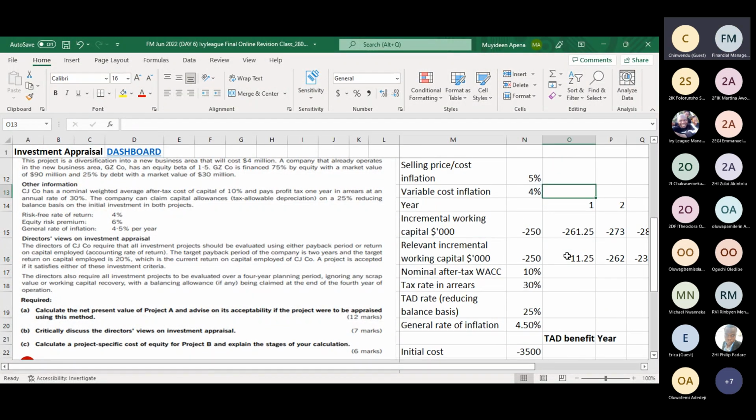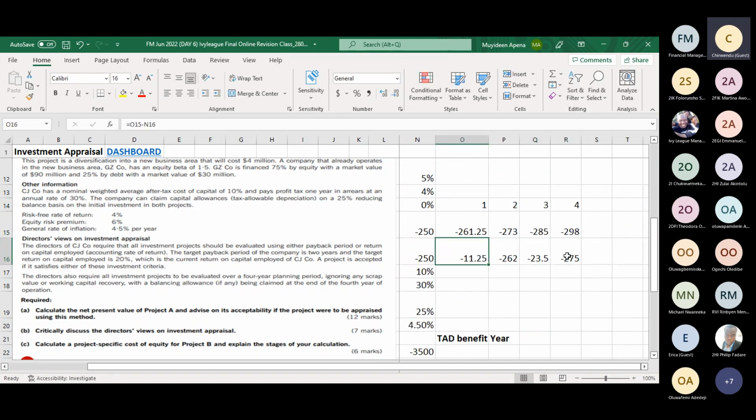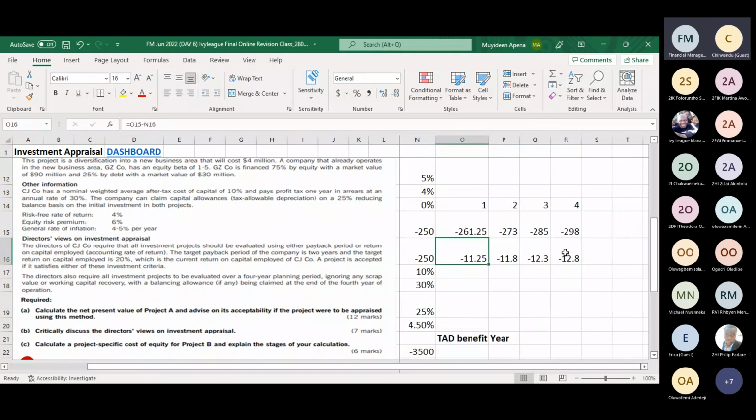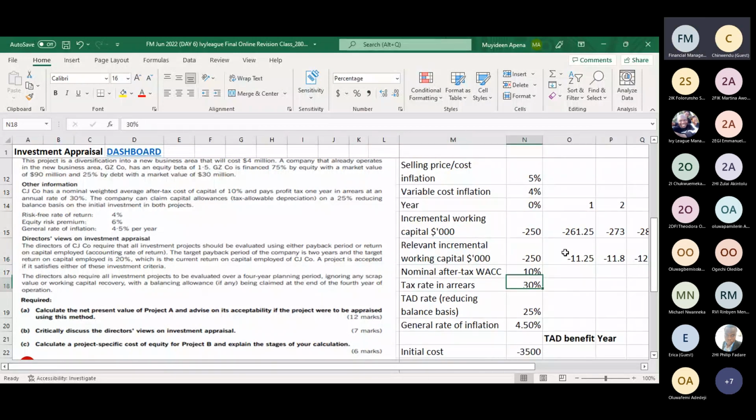So we have 250 in year 0. You have this in year 1. You have this in year 2, equals this minus this. You have this in year 3, and you have this in year 4. So this would be what we need in the investment appraiser. This is how the working capital has been changing. It is that change in working capital we need to account for in our investment appraiser as per time period. So we have our workings for working capital.